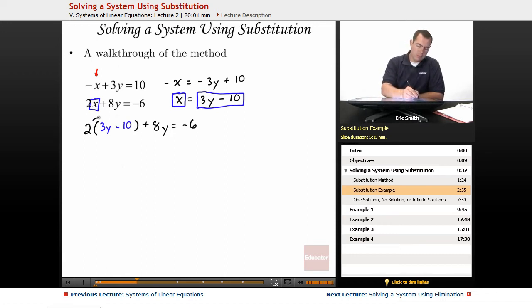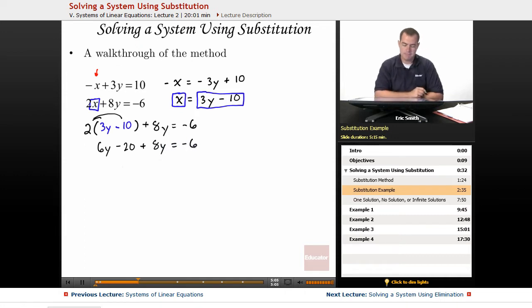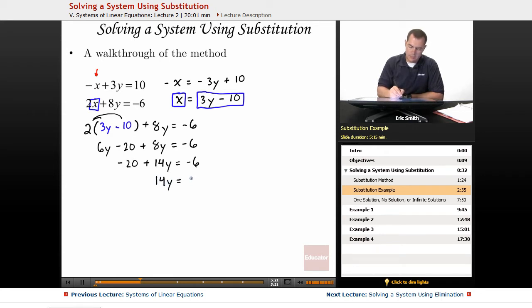I'm going to distribute through by my 2, end up with 6y minus 20 plus 8y equals negative 6. Okay, not bad. Now let's go ahead and combine our y terms. So 6 plus 8 is 14y. And then let's add 20 to both sides. So 14y equals negative 6 plus 20, which is 14. Finally, divide both sides by 14 and get y equals 1.